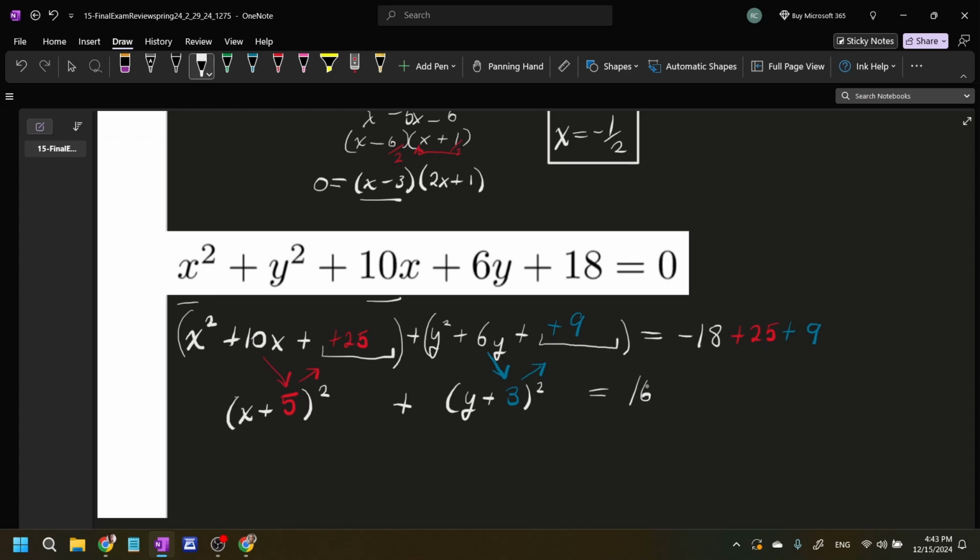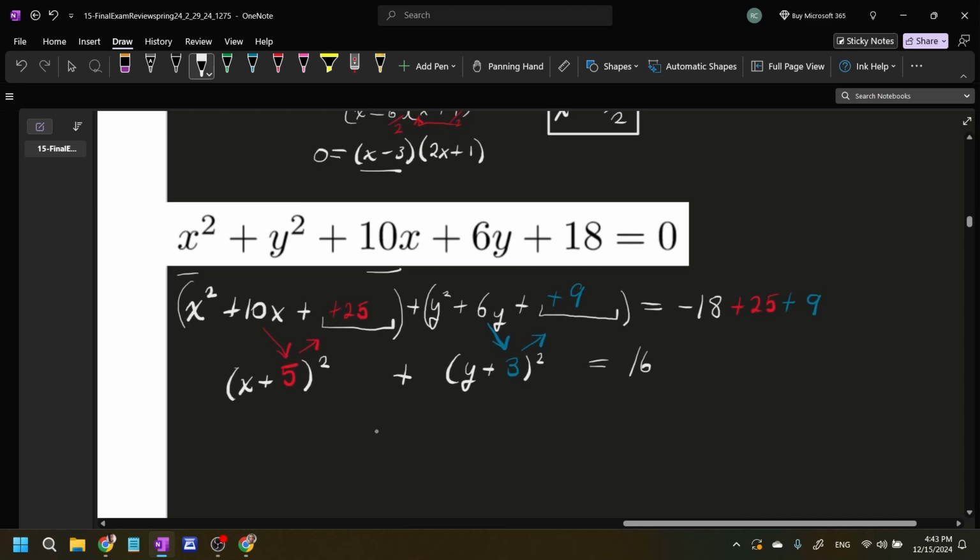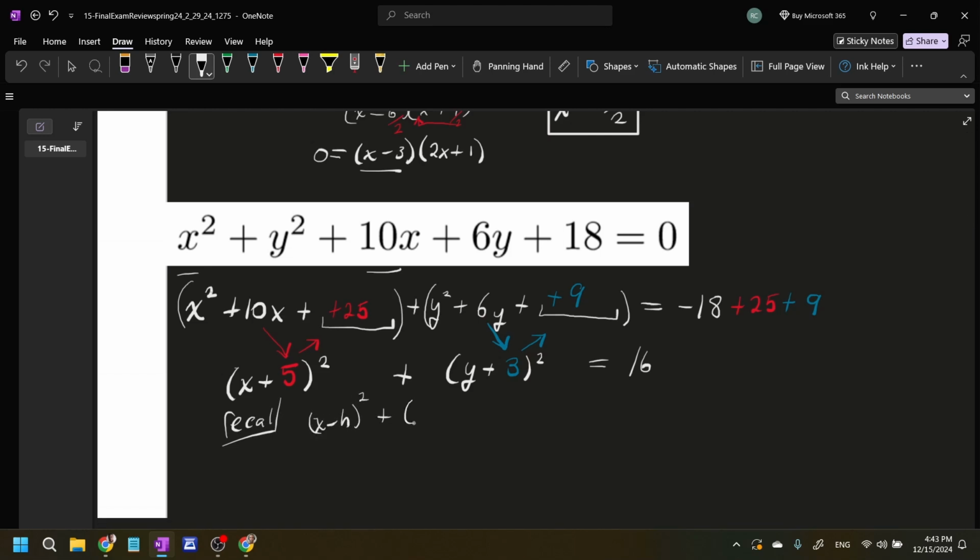Negative 18 plus 25 plus 9. Yeah, it's 16. Okay, great. So, we're one step away from done. Just recall the equation of a circle is x minus h squared plus y minus k squared equals r squared. Okay, so if r squared is 16, r must be 4.